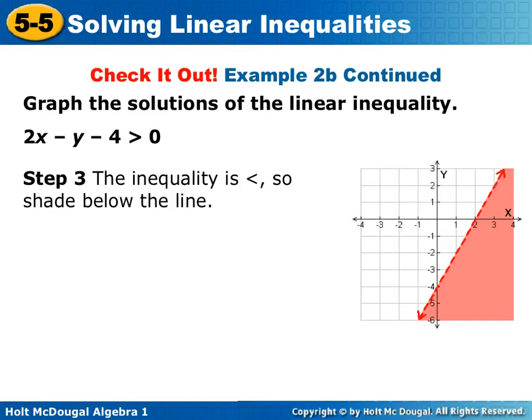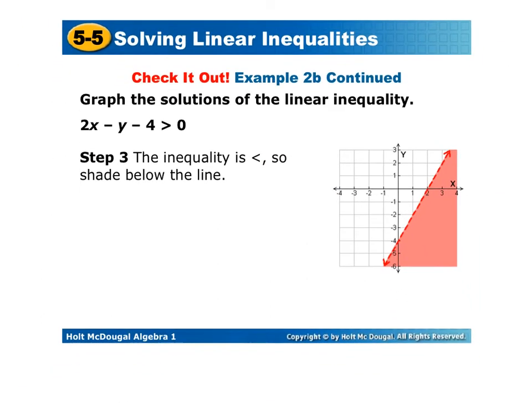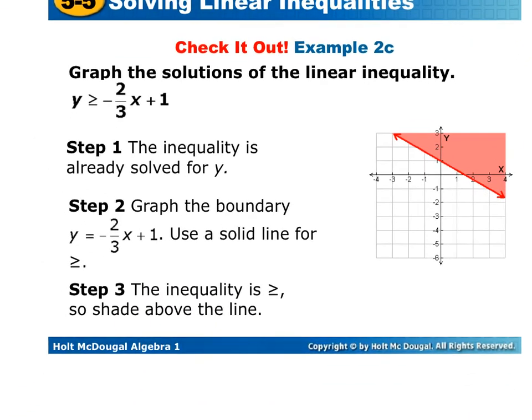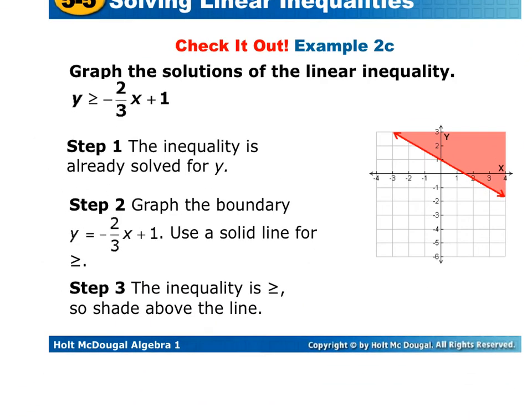Right? And here is their graph. They start at -4. It was this symbol, so it was a broken line, and they shaded below. And they plugged in an ordered pair. Here's just another example. It's already solved for y. Their graph has a solid line. It's greater than, so it's above the line.